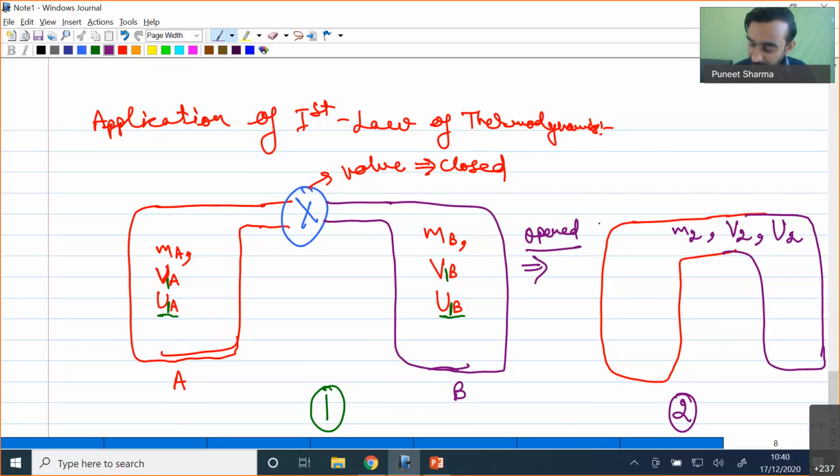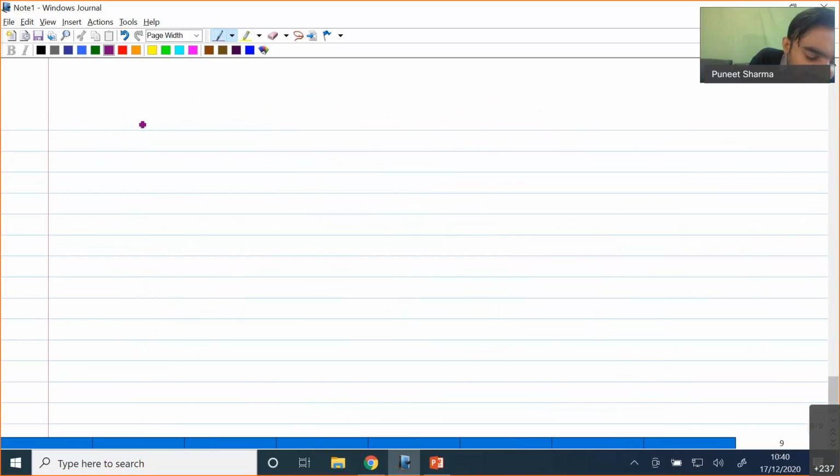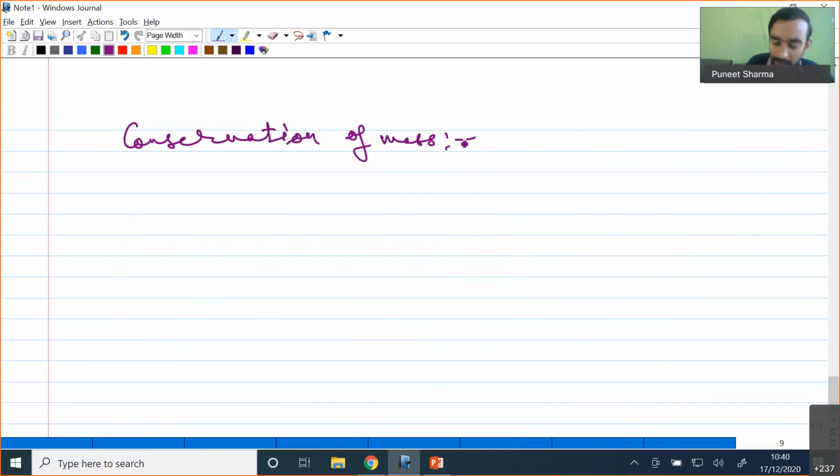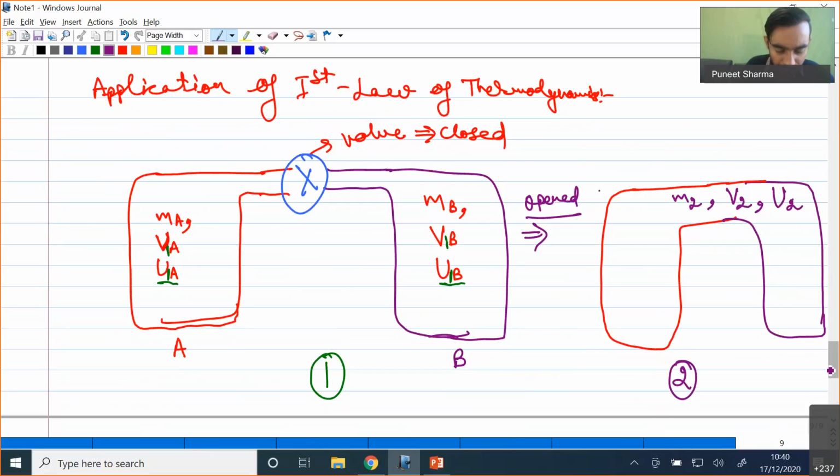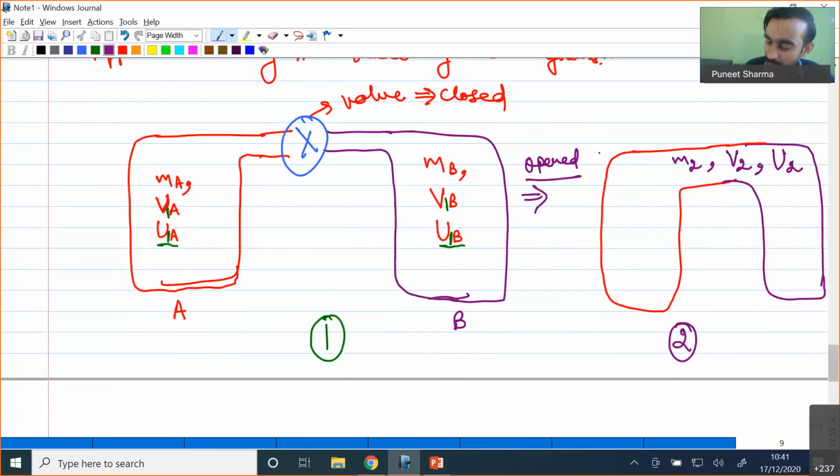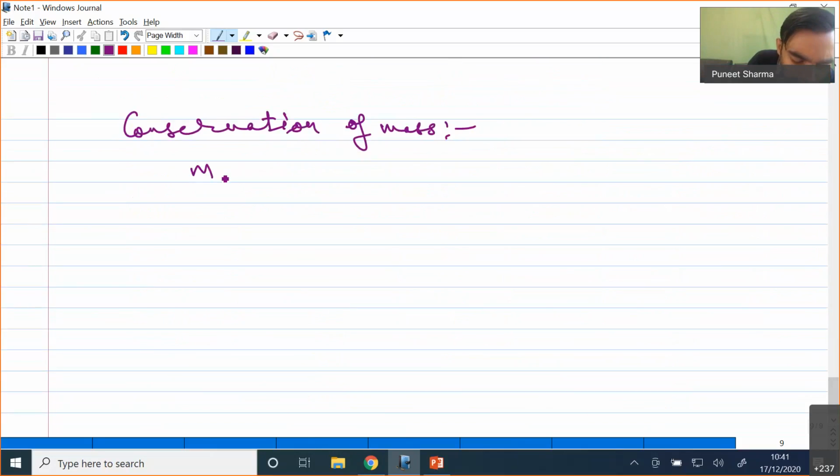So let me start the analysis. First I'll write the conservation of mass. Based on the conservation of mass, initially we had two different containers having mass Ma and Mb. So after mixing, the overall mass M2 will be equal to M1A plus M1B. That will be my overall mass.